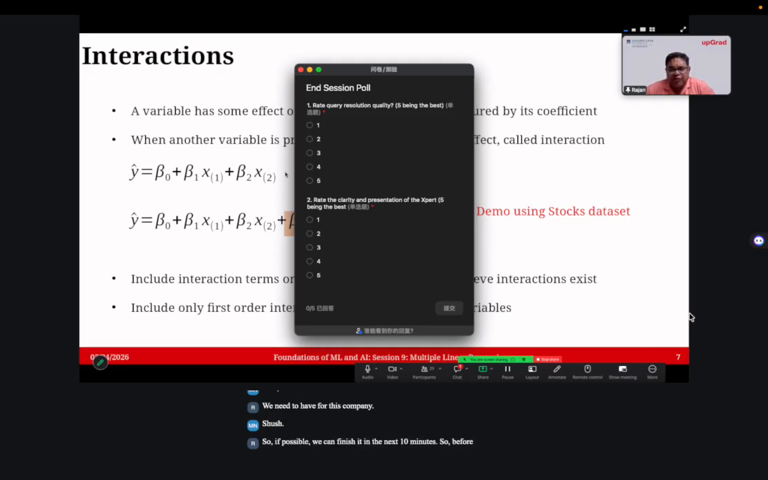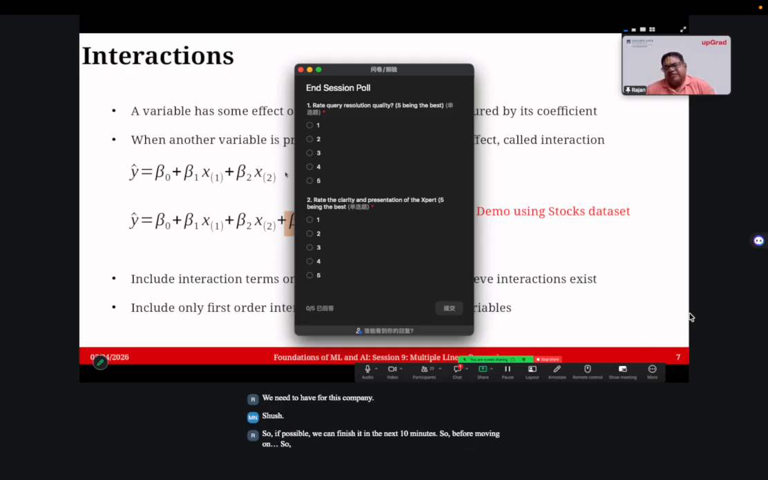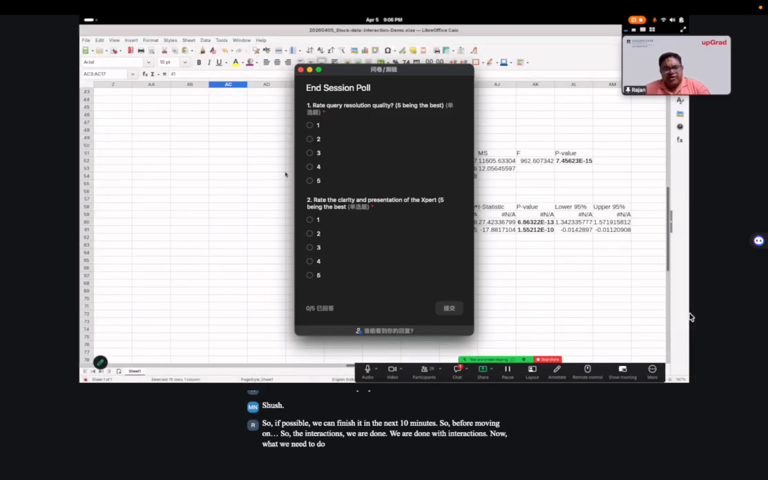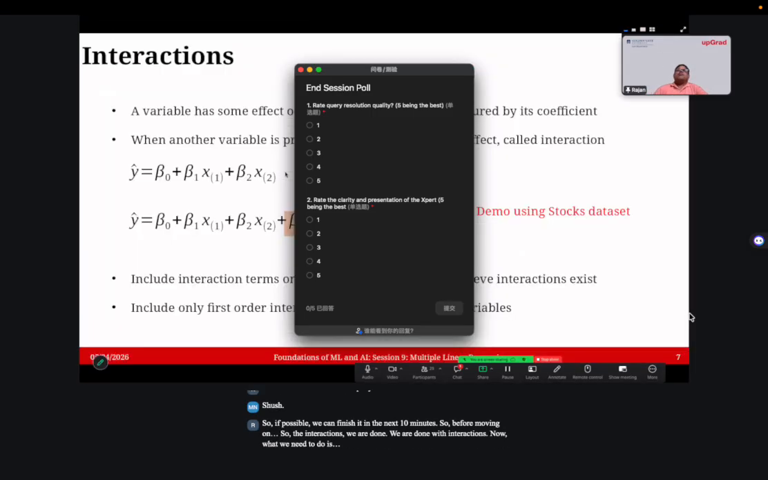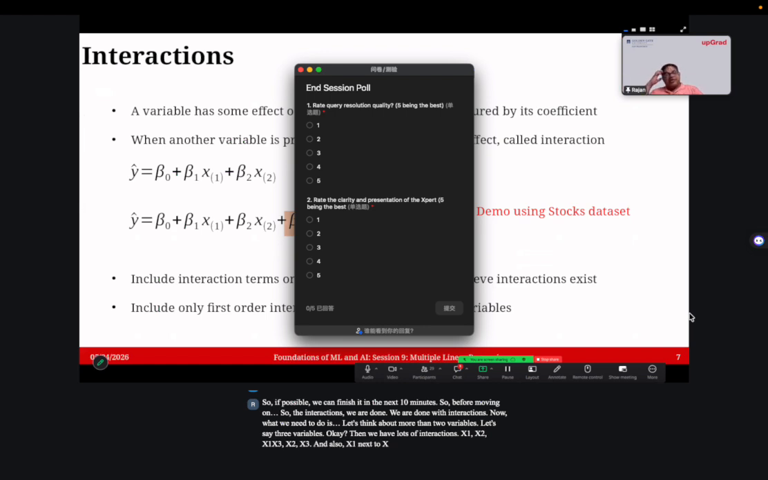So, before moving on, interactions we are done. We are done with interactions. Now, what we need to do is, let's think about more than two variables. Let's say three variables. Then we have lots of interactions. x1 x2, x1 x3, x2 x3. And also x1 x2 x3, all the three interacting among themselves. Okay, all these are possible.